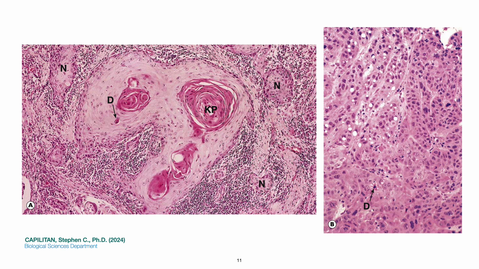In contrast, the poorly differentiated squamous carcinomas in B lose most of their resemblance to normal prickle cells, and they have a high nuclear to cytoplasmic ratio. Keratin pearl formation is not seen, although individual dyskeratotic cells in letter D may be present. KP stands for keratin pearls, N are the nests, and D is for dyskeratotic cells.